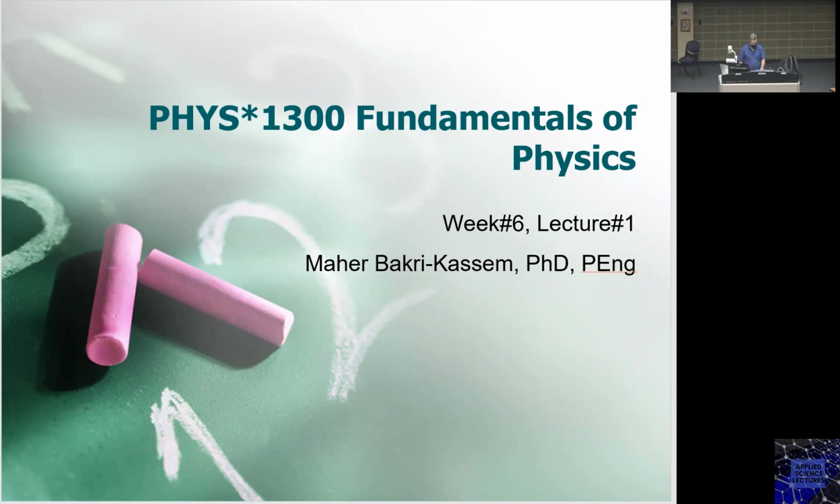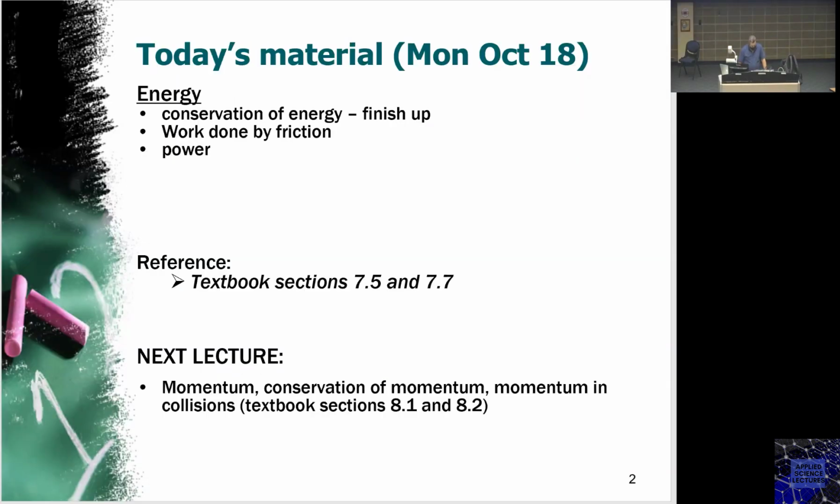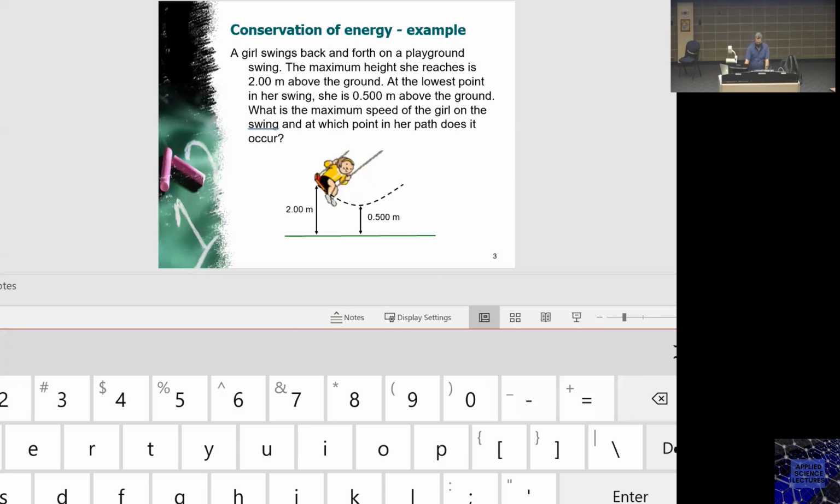We will continue today solving examples from the conservation of energy. So in today's lecture, we will also do the work calculation by friction. And if we have time, we'll introduce the power. So today's lecture is from textbook sections 7.5 and 7.7. In the next lecture, we will be studying momentum, the conservation of momentum, and momentum in collisions from sections 8.1 and 8.2. Okay, so let's start with this example.